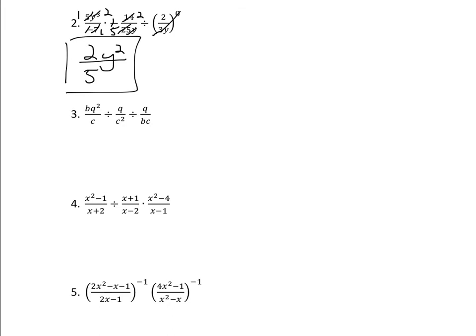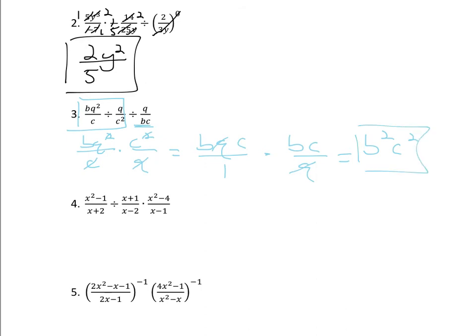Now, number 3, we have to divide these first and then divide by the last one. Okay, so we've got bq squared over c times c squared over q. Do some canceling. And we've got bqc over 1. And we're going to multiply that by the reciprocal of that. So times bc over q. Those cancel. We've got b squared c squared. Bam.